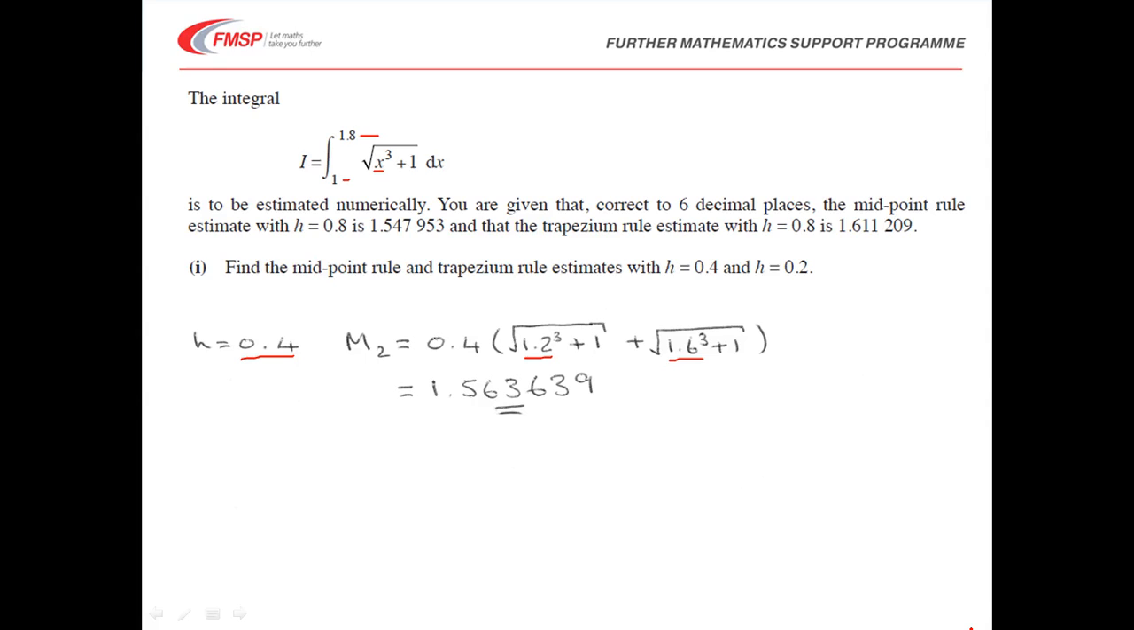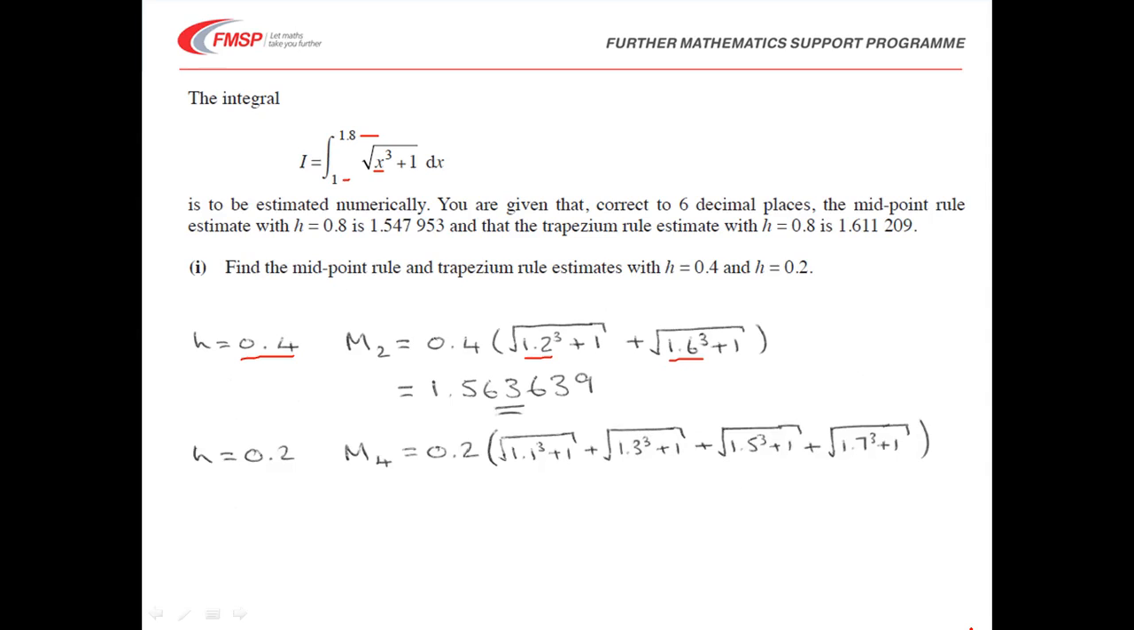So we do the same for h equals 0.2. And for h equals 0.2, we're going to have 4 rectangles because we're going to go from 1 to 1.2, 1.2 to 1.4, 1.4 to 1.6, and so on. Now, we have to think about where those midpoints are. From 1 to 1.2, halfway is 1.1.